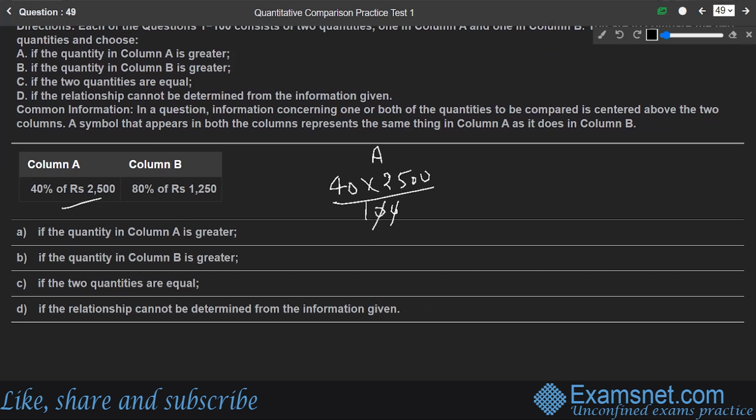Let us find out the value. The zeros get cancelled, so you are left with 25 into 40. 25 into 4 is 100, and one more zero comes out. So it is 1000. So column A has a final value of 1000.